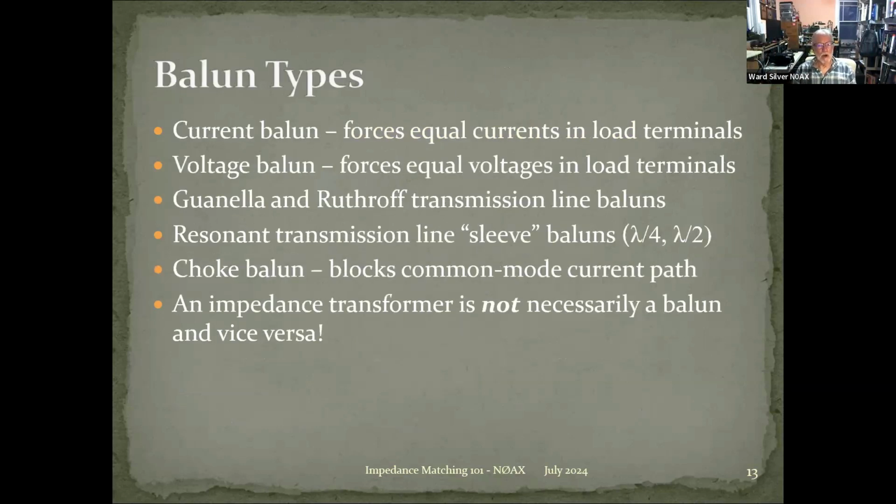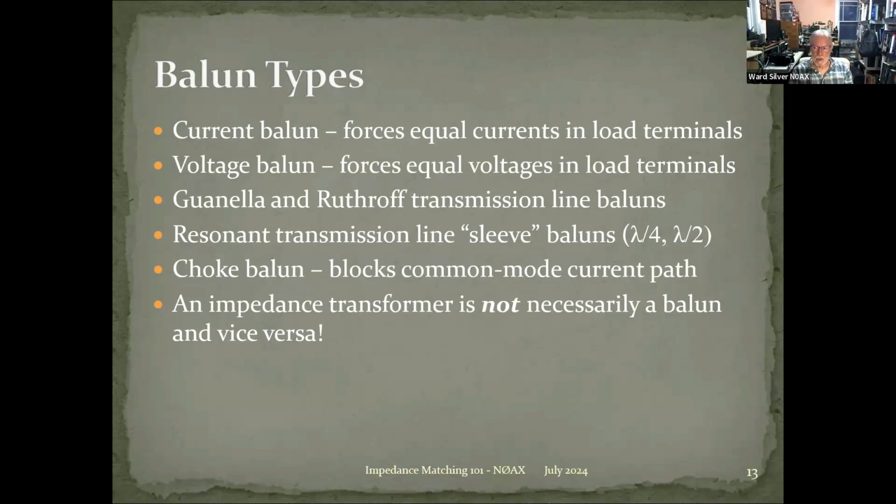Okay, there are current baluns, and basically the idea is what it does is it forces current. Think of that dipole up there with its two terminals, its two legs. A current balun will force equal current in each one of the terminals of that dipole. And when you force equal current into each leg, it radiates equally, and that gives you the nice donut pattern that you want.